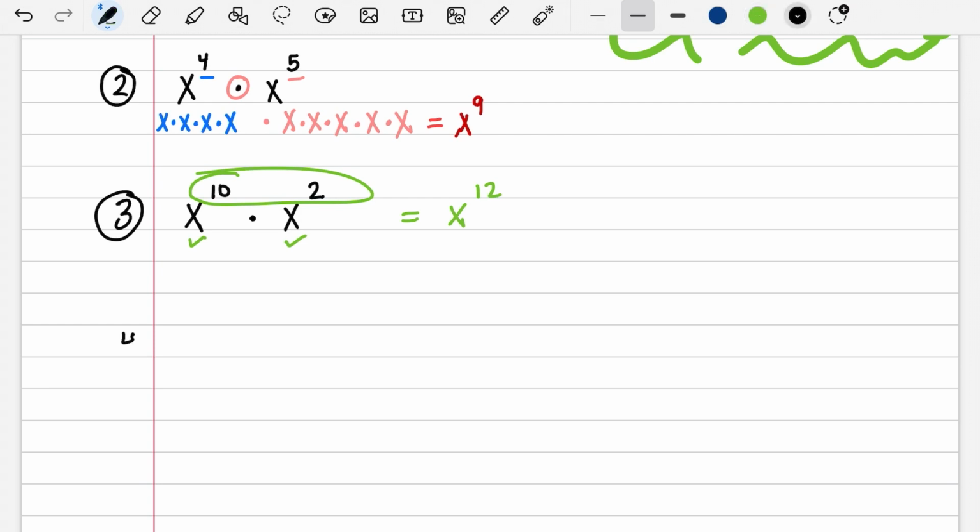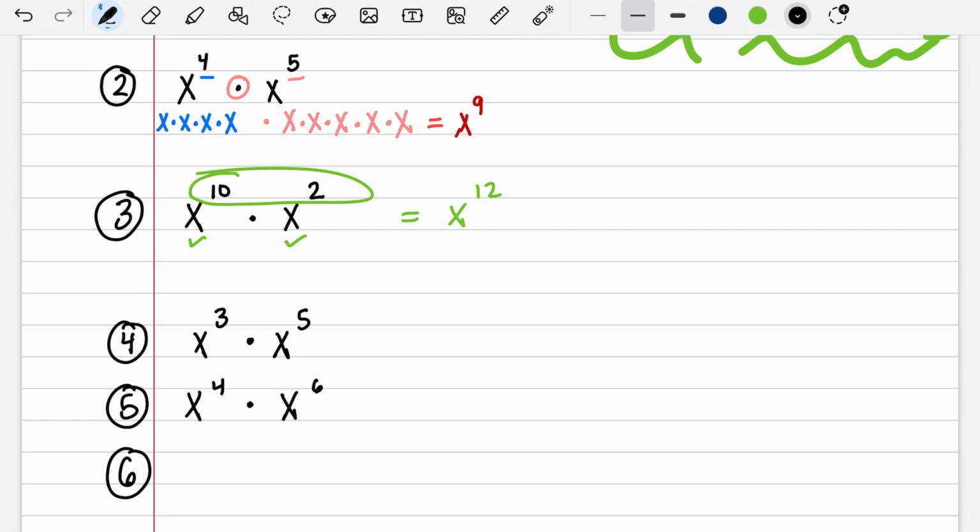Go ahead and try these next on your own. I'm going to write some examples. Let's do x to the power of 3 times x to the power of 5, x to the power of 4 times x to the power of 6, and then x to the power of 7. Go ahead, pause this video, and try these problems on your own. Okay, so now let's go ahead and go over these. So for the very first one, x to the power of 3 times x to the power of 5, add them, we get x to the power of 8.